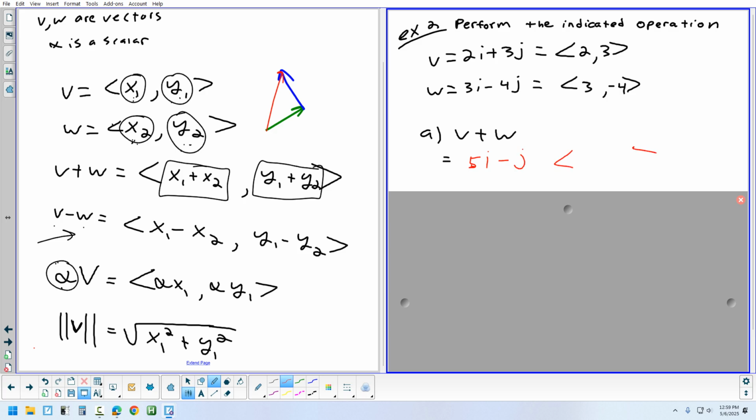And what if you wrote it this way? 5, negative 1. So either way, this is unit vector form. That's what our book called algebraic notation. Any question on that?